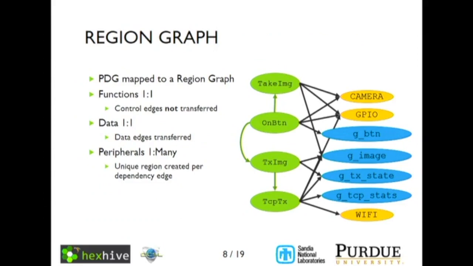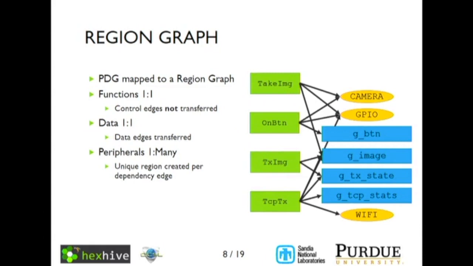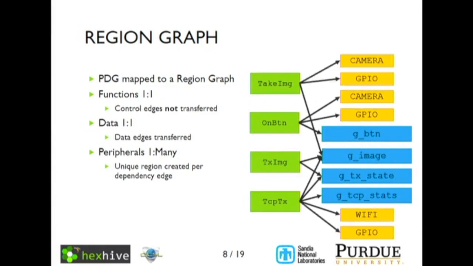For the region graph, essentially we're going to say we have as many regions as possible. There's no restrictions on the number of regions, and we're just going to map things to a region. First, every function gets mapped to a region, every global variable gets mapped to a region, and then every peripheral gets a region mapped to it, one per each edge in the dependency graph. This is because their addresses are fixed in hardware and already satisfy the hardware requirements.